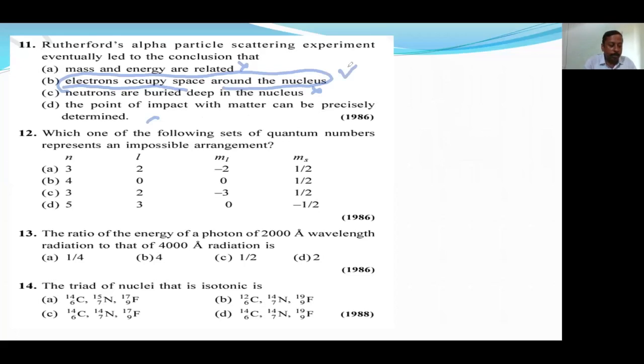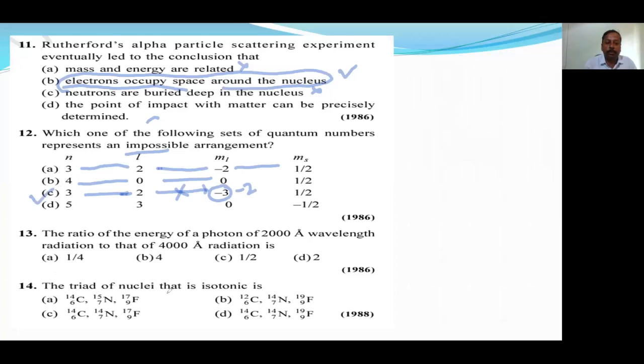Okay, then coming to the 12th question. Which of the following sets of quantum numbers represents an impossible set, not possible? When n is equal to 3, l equal to 2 is okay. Then m equal to minus 2 is also okay. Then spin plus or minus 1/2 is not a problem. 4, 0 is okay, 0, 0 is okay. 3, 2 is okay, but if l is 2, then m cannot be minus 3. This should be minus 2 maximum possible. Therefore, option C is impossible.